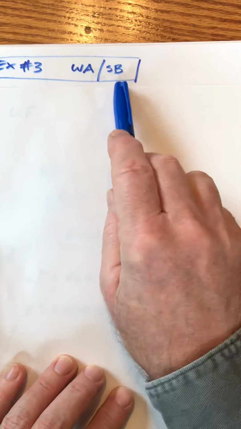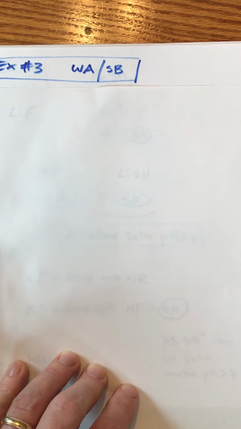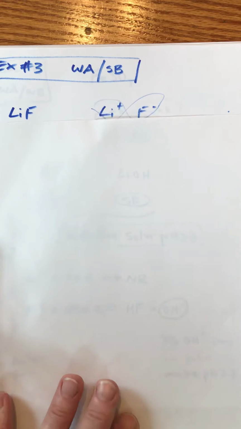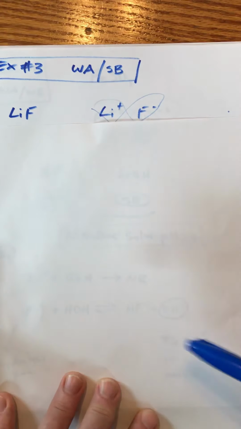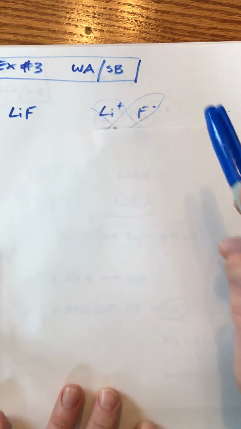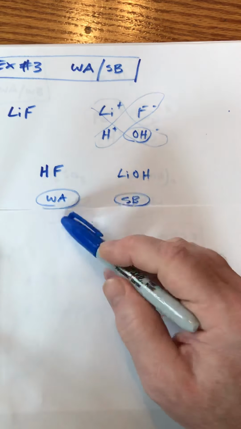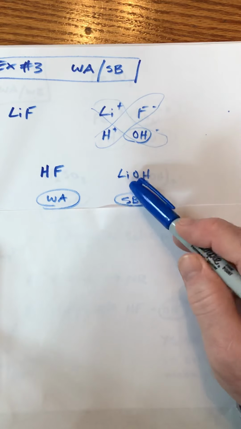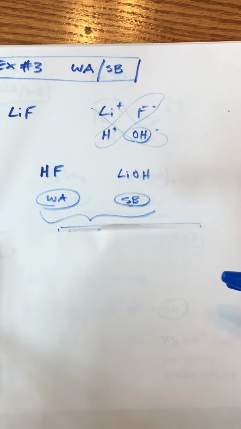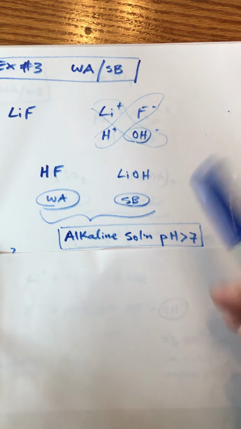Example number 3, what if you've got a weak acid and a strong base? Well, right off the bat, the strong base is going to win. You're going to have an alkaline solution with a pH greater than 7. Here's my example, lithium fluoride. Lithium is +1, fluoride is -1, H+, OH-. Crisscross double replacement, you're going to get HF and LiOH. HF does not make the top 5. That's a weak acid. LiOH, that is group 1, that's a strong base. The base is going to win. This is an alkaline solution with a pH greater than 7.